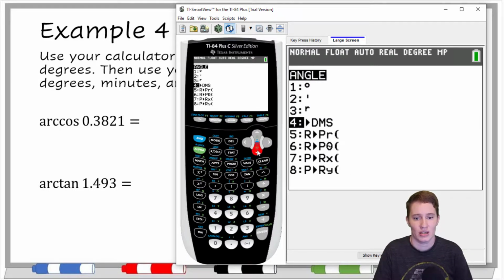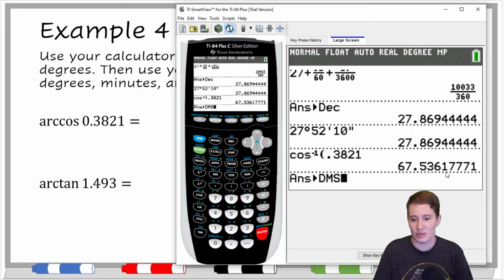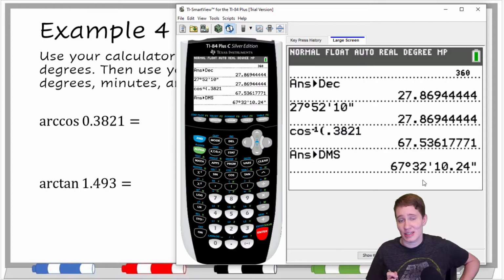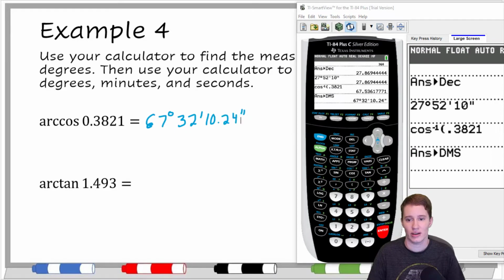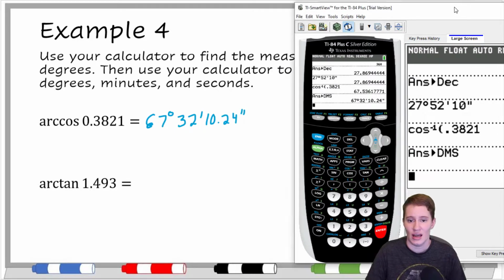And then I'm going to go second angle and pick the arrow DMS, which is the fourth option. And since the last thing we did was this angle, when I press enter, it's going to change that. Okay, I was going to put effort into making these be nice answers, but then I didn't. So you're seeing an example of something that the calculator is rounding to 0.24. So we're just going to write this down. And let's do that for this next one as well.